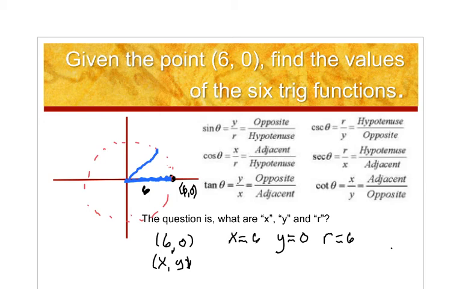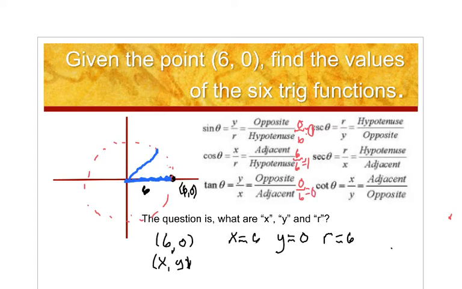If I want to write the values of sine, cosine, and tangent, the sine value would turn out to be y, which is 0 over 6, which is just 0. The cosine value is adjacent, or x value, which is 6 over 6, which comes out to be 1. Y over x is 0 over 6 again, which simplifies to 0.